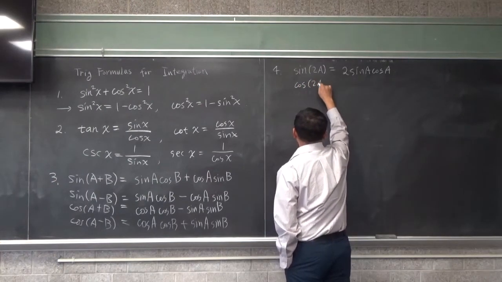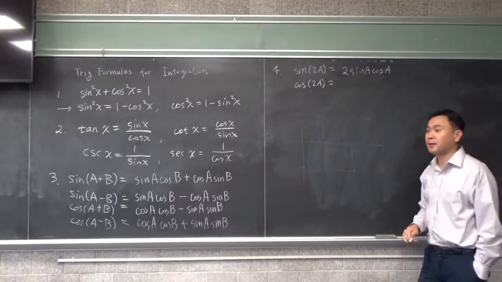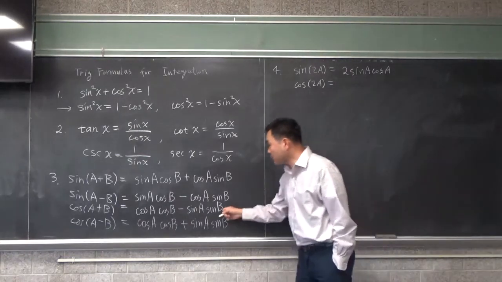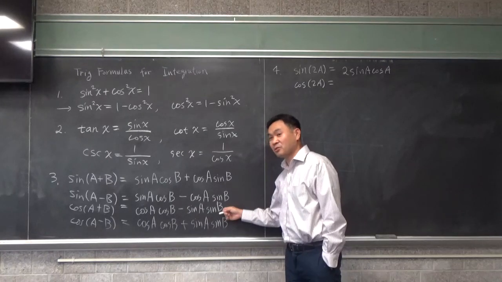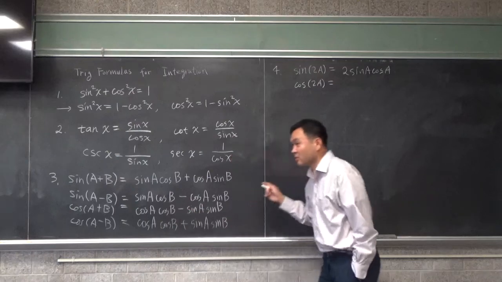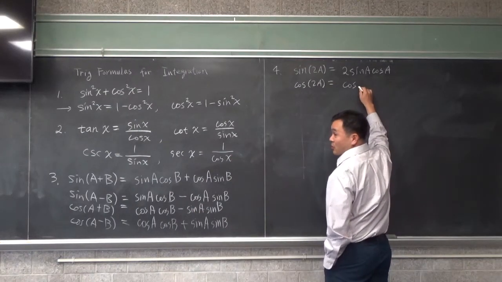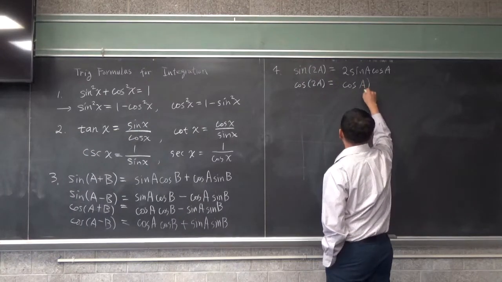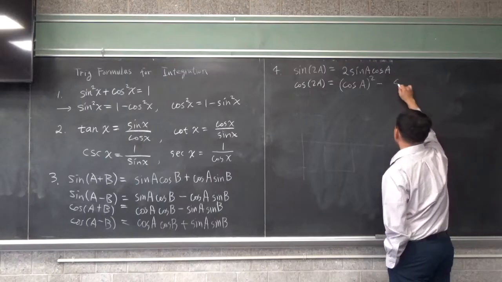Cosine 2A. What about this one? That would be this formula right here, but instead of B, you place A. So what does the right side read? Cosine A, cosine A, which is like cosine A squared. So this squared minus sine A squared.